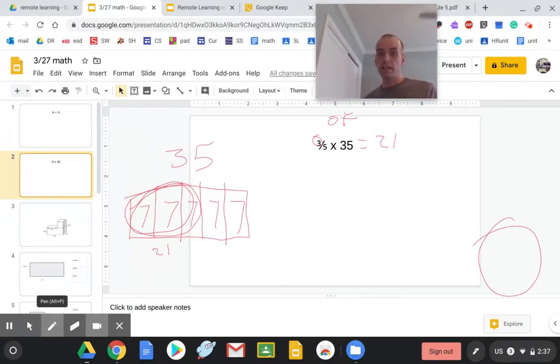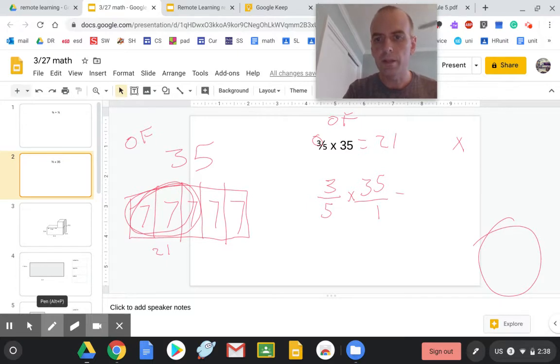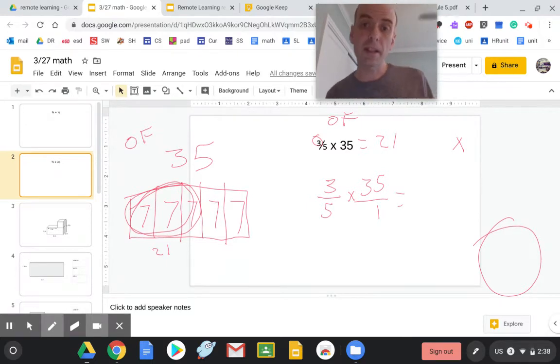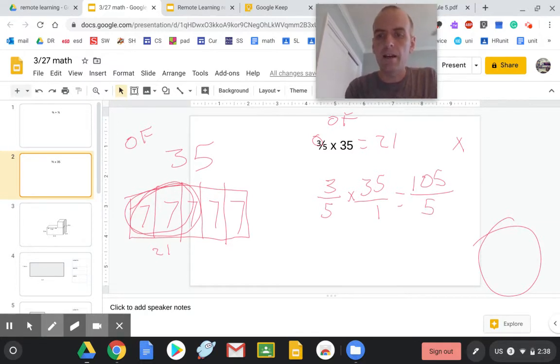That's one way to do it. This is using the of method. The times method is 3/5 times 35 over 1. Now, the reason this method can get silly is because the numbers get big. 3 times 30 is 90. 3 times 5 is 15. 90 and 15 is 105 over 5. Holy cow.